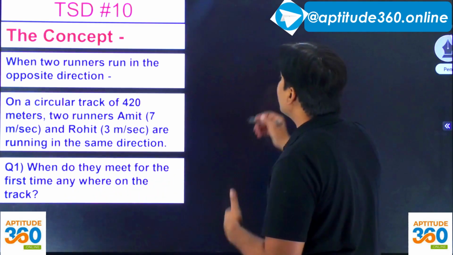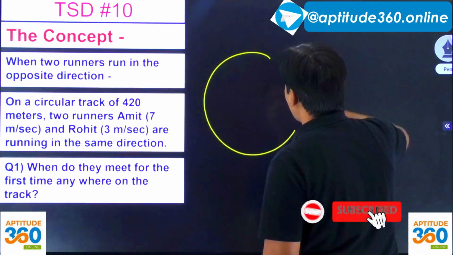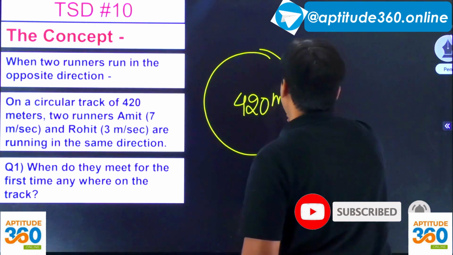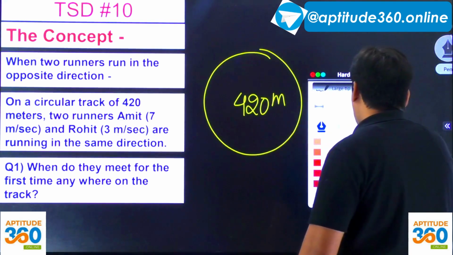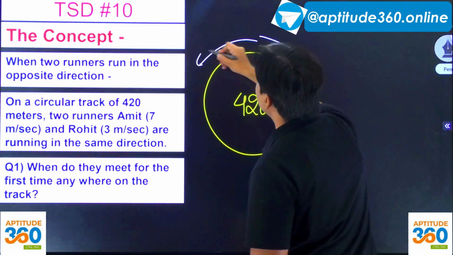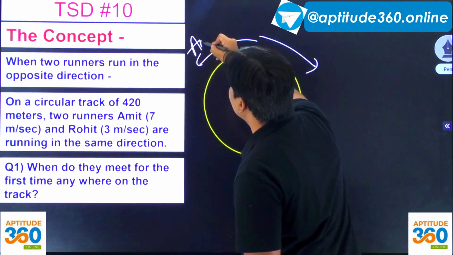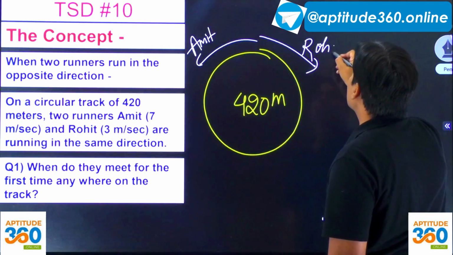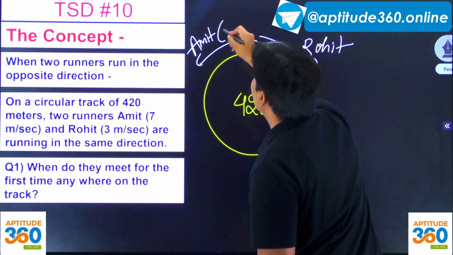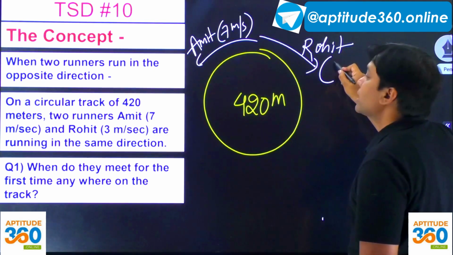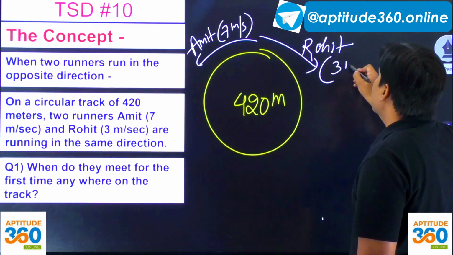Now, this is the track. Length of the track we know is 420 meters, right? And Amit and Rohit, both of them are moving in the opposite direction. So Amit is moving in this direction and Rohit is moving in this direction. Speed of Amit is given to you as 7 meters per second, whereas speed of Rohit is given to you as 3 meters per second.